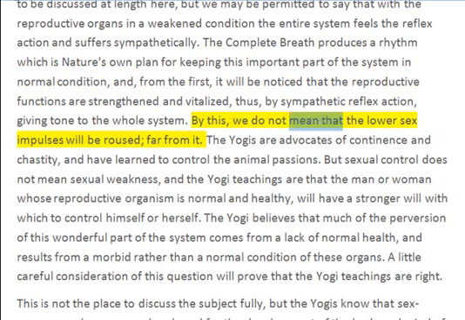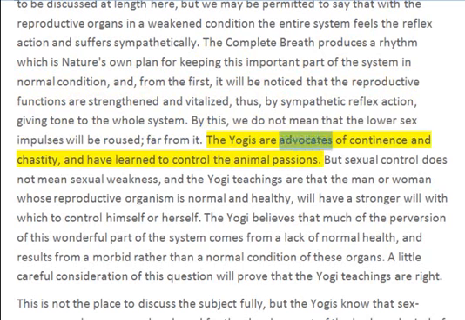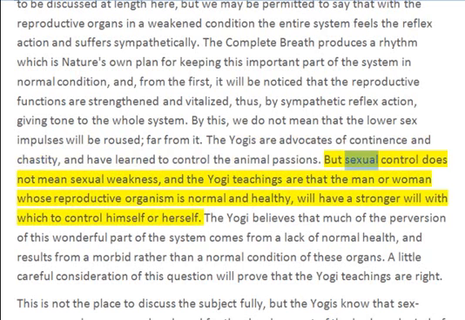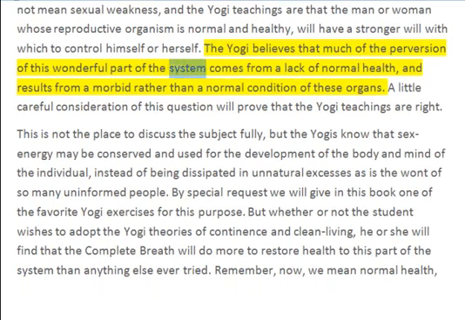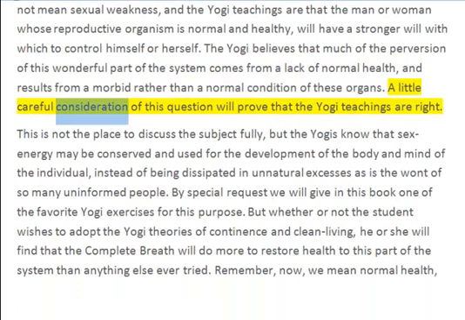By this, we do not mean that the lower sex impulses will be roused. Far from it. The yogis are advocates of continence and chastity, and have learned to control the animal passions. But sexual control does not mean sexual weakness, and the yogi teachings are that the man or woman whose reproductive organism is normal and healthy will have a stronger will with which to control himself or herself. The yogi believes that much of the perversion of this wonderful part of the system comes from a lack of normal health, and results from a morbid rather than a normal condition of these organs. A little careful consideration of this question will prove that the yogi teachings are right.